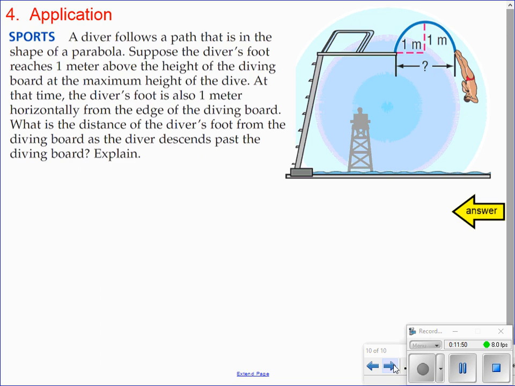Looking at this real-world problem, we see that a diver follows a path that is in the shape of a parabola, and we see that in the image. Suppose the diver's foot reaches 1 meter above the height of the diving board at its maximum height. So we know that this is our max, also our vertex, which means this line is our axis of symmetry. At that time, the diver's foot is also a meter horizontally from the edge, and it's wanting to know what's this total distance right here. Well, I know that if this is the axis of symmetry, and it makes it symmetrical, if this length is 1 meter, then this length has to be 1 meter, making the whole length 2 meters. The reason why it's 2 meters is because parabolas are symmetrical. These are the key attributes of a quadratic graph.